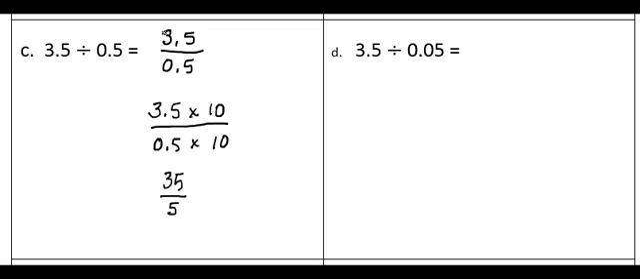That means my fraction is now 35/5. Each digit moved one place value to the left. Now I read this as a division problem. 35 divided by 5 equals 7. So the answer to 3 5/10 divided by 5/10 is also 7.